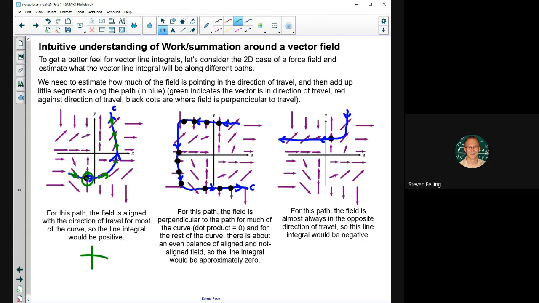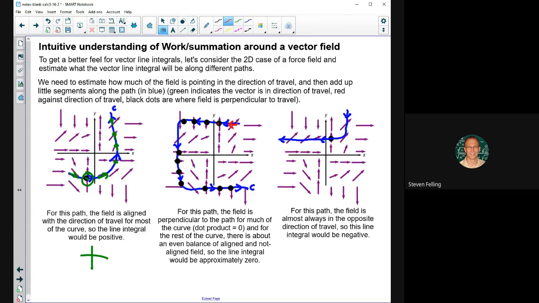Let's take a look at this one in the middle here. So here, at this point, my direction of motion is opposed. Quite a bit of this is in the wrong direction. The purple arrow is the wrong direction. So I would be adding a negative amount of work right here.